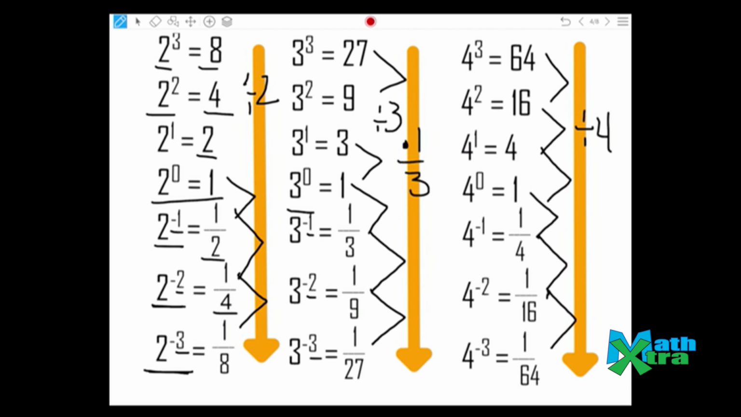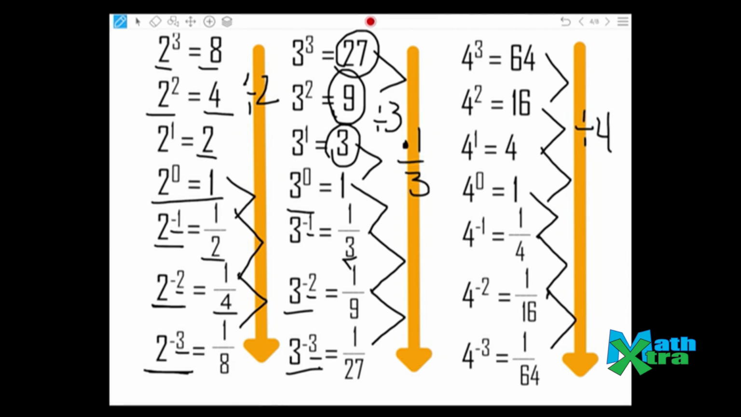So let's see if that's true in the second column. So 3 to the negative 3rd power is 1/27. Well, will you look at that? 27 is right there. 3 to the negative 2nd power is 1/9. And now the 9 is there. Again, the 3 is there. And now the 3 is in the denominator. The same thing is happening in column 2.